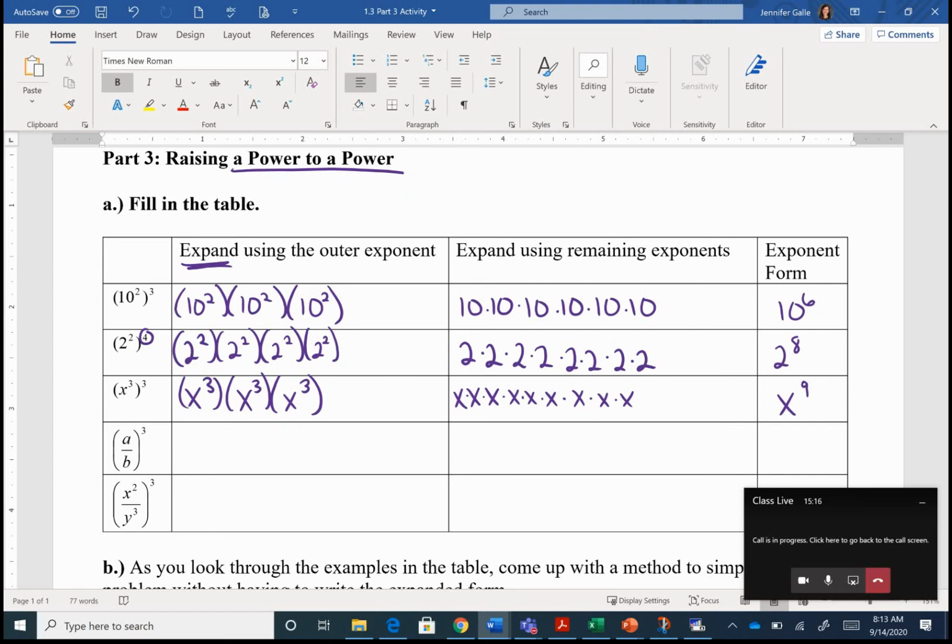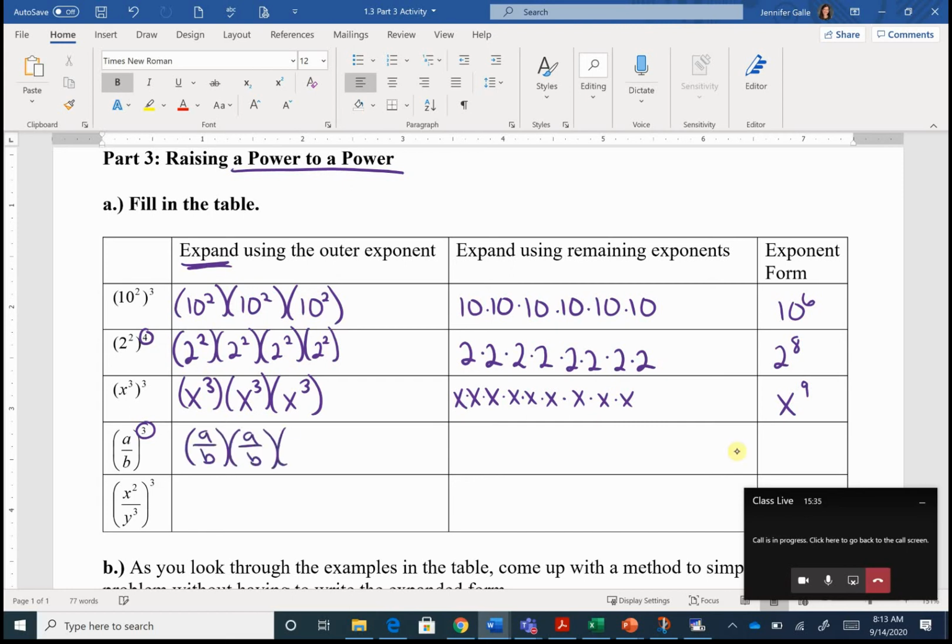Now, when we got to the fraction ones, though, I'm starting to see some crazy things on people's papers. The outside exponent is a 3. So whatever's inside those parentheses, how many times am I going to write it? 3. Just 3.